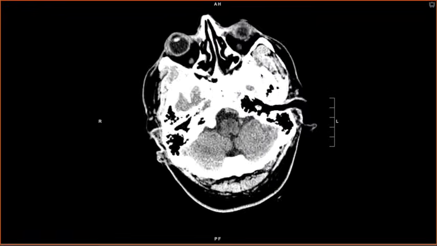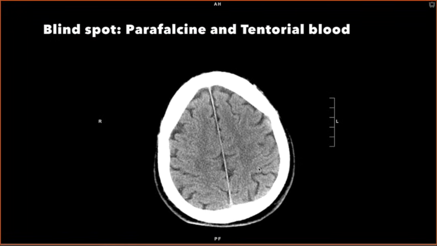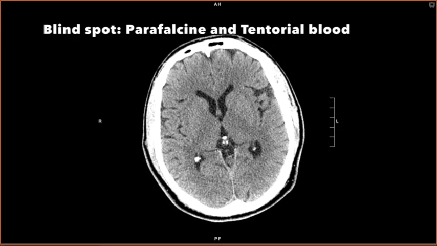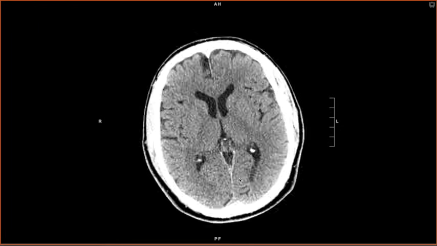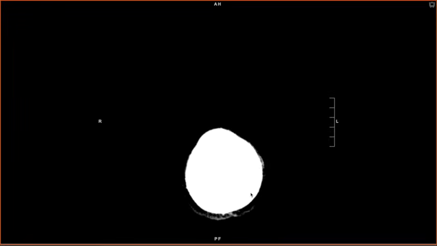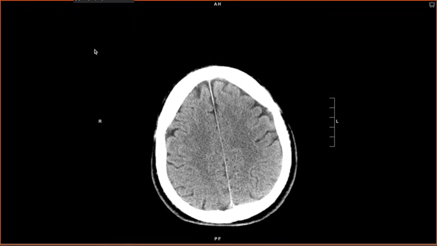Then we're going to look for extraaxial blood. You can do it on brain window first. A blind spot for extraaxial blood is also along the falx and along the tentorium here. So always look at the tentorium and the falx for extraaxial blood as well. Always have to remember to look at the blood window.